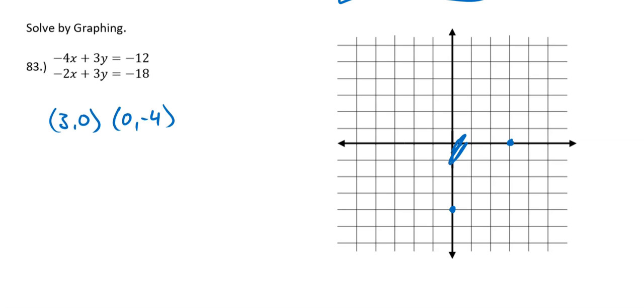Sorry. Got some stray marks I keep trying to erase, but I'm having trouble. Up 4 over 3, so I could keep going up 4 over 3. And now if I graph the other line, once again, x and y-intercepts are the way to go. If I plug a 0 in for x, the y-intercept, let's see, is a negative 6. If I plug a 0 in for y, the x-intercept is a positive 9.